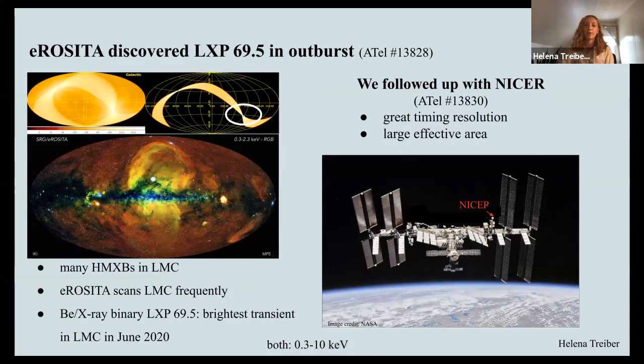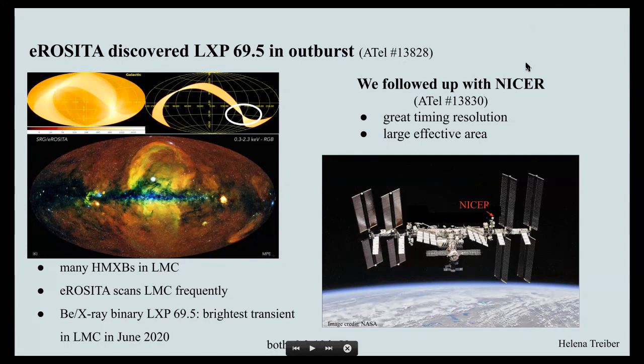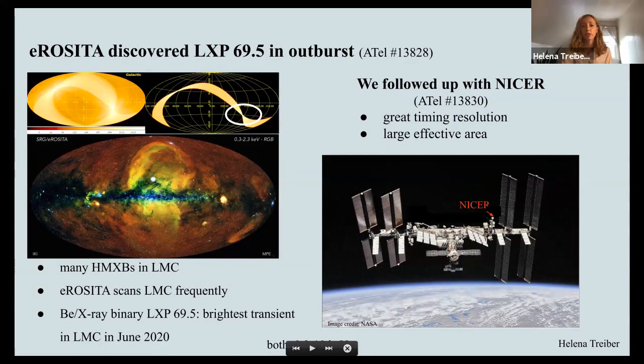So eROSITA, part of the Russian-German SRG mission, scans the sky every 6 months, but images the LMC repeatedly in that time, thanks to the LMC's proximity to the South Ecliptic Pole, which is an intersection point of the great circles that eROSITA traces. In June, the BE X-ray binary LXP 69.5 was the brightest transient in the LMC. eROSITA's sensitivity and frequent scanning of the Magellanic Clouds will allow for more monitoring and discovery of high-mass X-ray binaries in the coming years. We quickly followed up with NICER, which is on board the International Space Station.